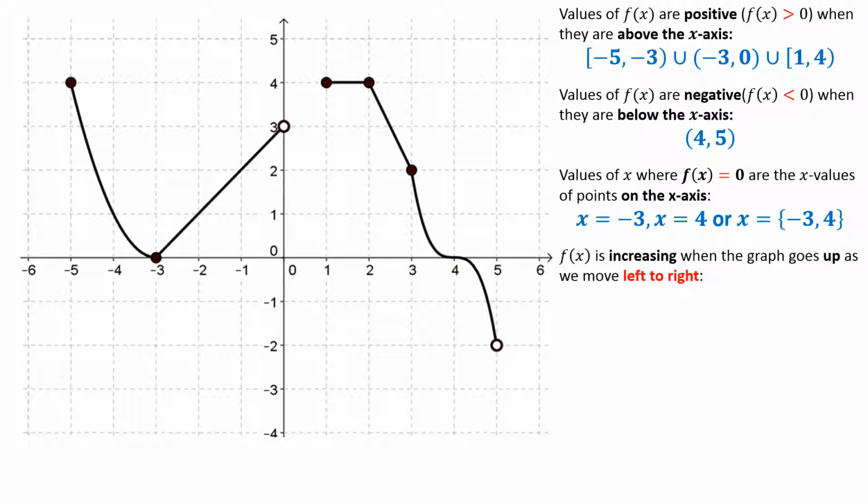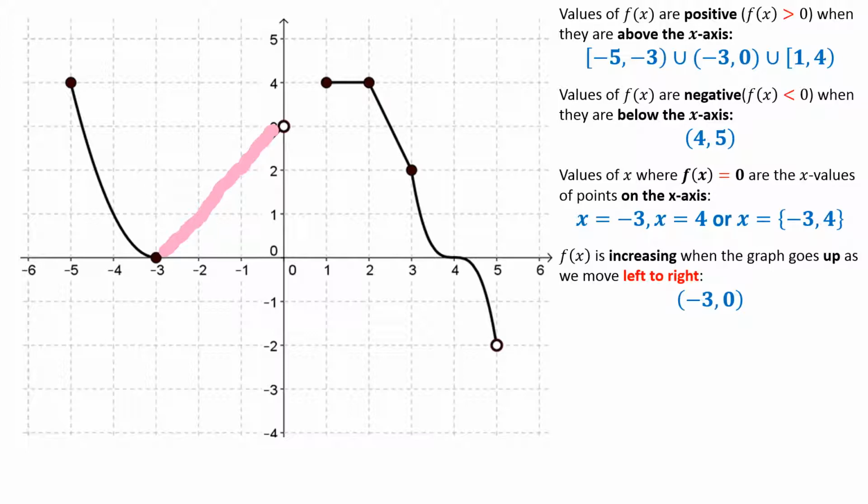So what about increasing and decreasing intervals? Well, f of x is increasing when the graph goes up as we move left to right. So it looks like this is the only place where that's happening. And so we'll capture the interval from -3 to 0, not including either point.